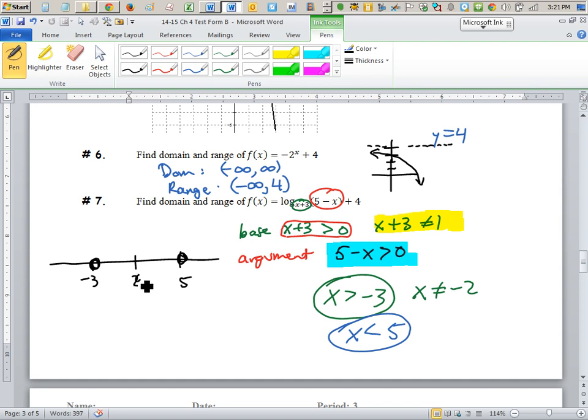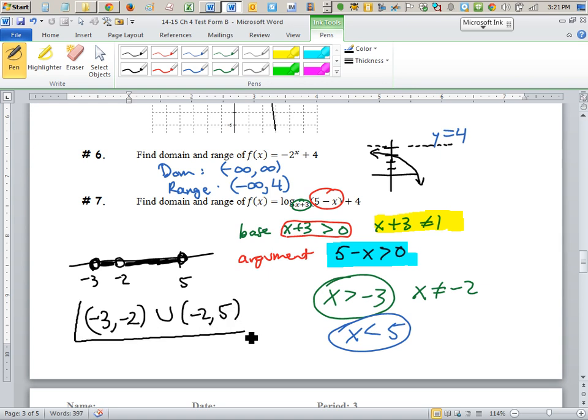So this might be kind of what you're dealing with. Let me go ahead and redraw that number line. So greater than negative 3 but less than 5 but not negative 2. So it looks like our domain is all the numbers between negative 3 and 2 and all the numbers between negative 2 and 5. And it's all exclusive, because logs are so finicky you can't ever have 0 in either the base or the argument. Okay, so that one's not a guess and check. It's not a thing you do in your head. You write things down, you solve it.